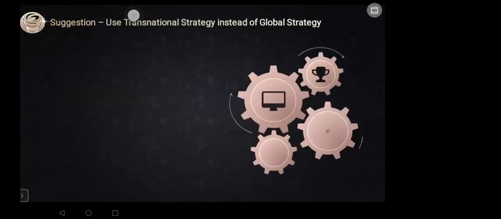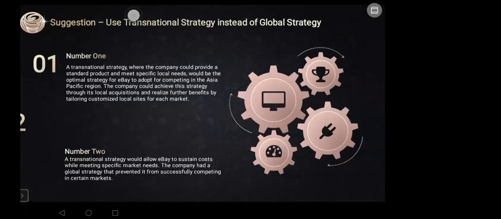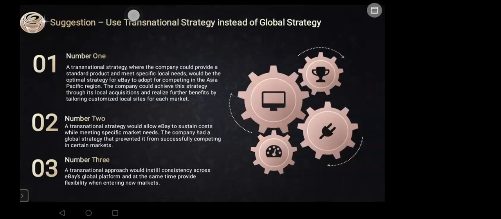Shafiq's suggestion is to use a transnational strategy instead of a global strategy, because eBay actually used a global strategy to enter into China. Below, I believe his slides are quite wordy, but he is trying to explain all the reasons why the transnational strategy is better. For one reason, a transnational strategy can meet local needs, so it will be a good strategy for eBay to adapt.